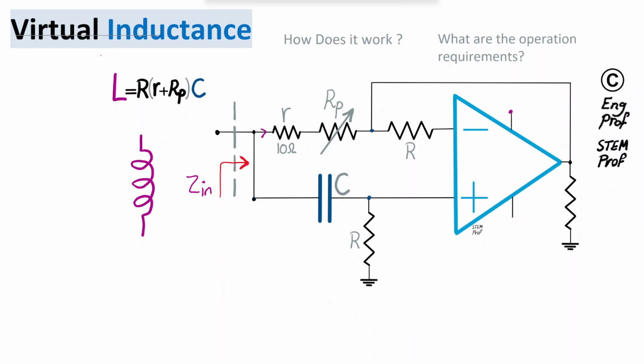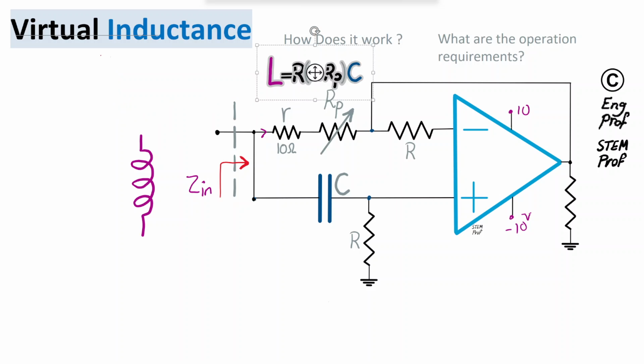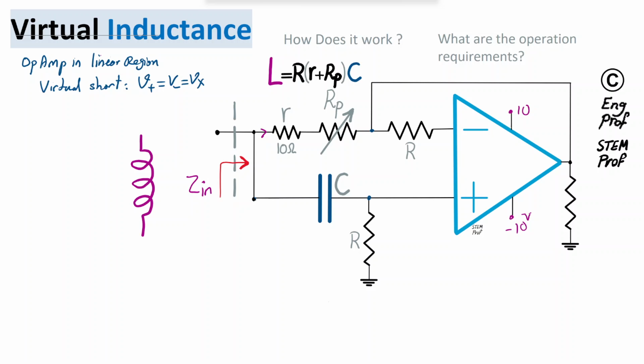Now, for this op-amp, let's assume the supply voltage is plus minus 10 volts, for example. The output is connected via resistor R to the negative or inverting input terminal, indicating negative feedback, and therefore the op-amp is in the linear region, enforced by negative feedback. We benefit from the virtual short, which means the negative feedback will enforce the voltage at the positive and negative input terminals of the op-amp to be the same, equal to Vx, let's say.